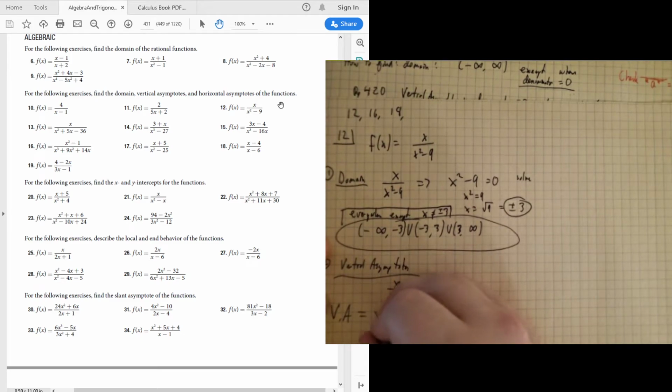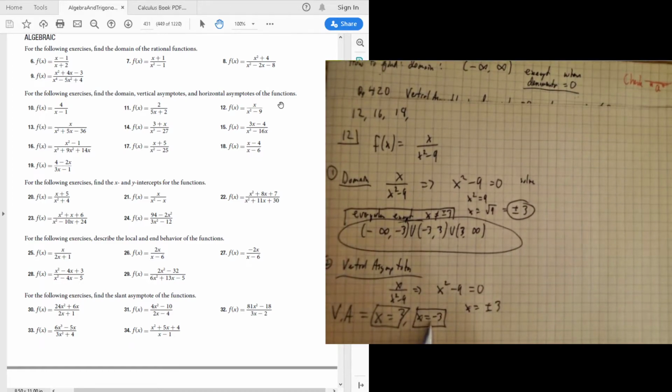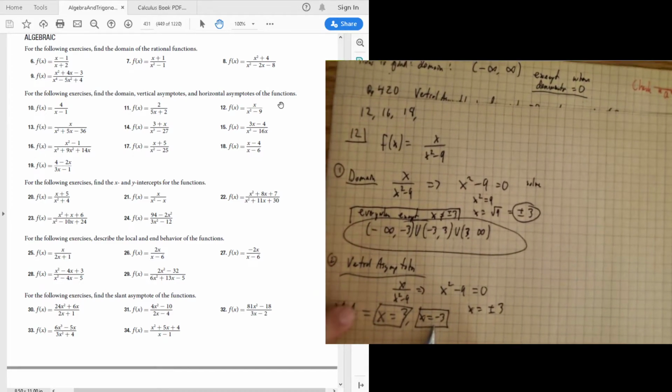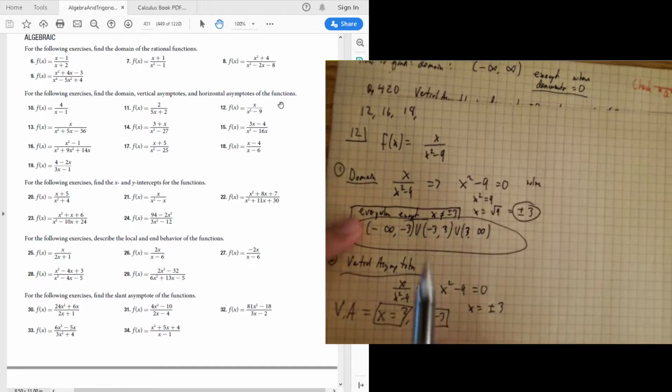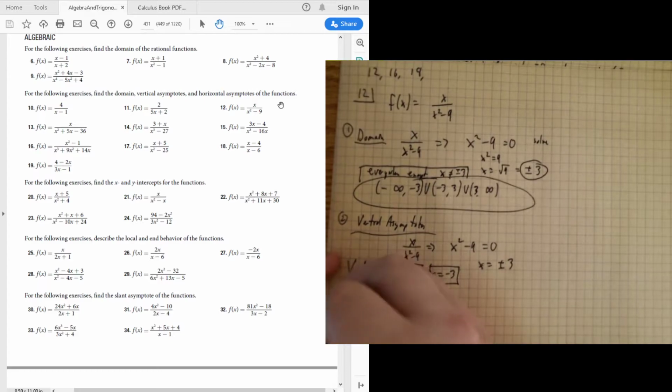My vertical asymptotes occur when x equals 3 and when x equals negative 3. So notice how the domain and the asymptotes fit together. The domain skips over these places, but the asymptotes include those places. So this is why doing the domain helps you find the asymptotes.